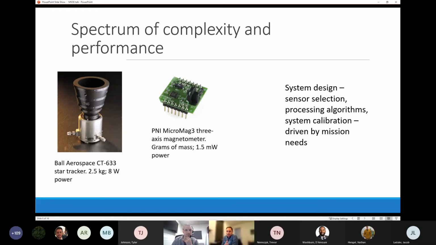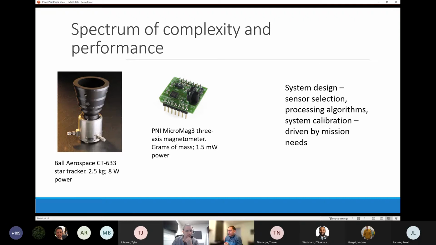But in general, this is an example where cost comes into play. A high-performing system is going to be very expensive, both at the component level and the system level. Lower-performing systems may be cheaper, but how do you know what to use? Just a quick spectrum: on the left is a more classic star tracker. This one specific example is 2.5 kilograms and takes 8 watts of power. And in space, mass and power is money.